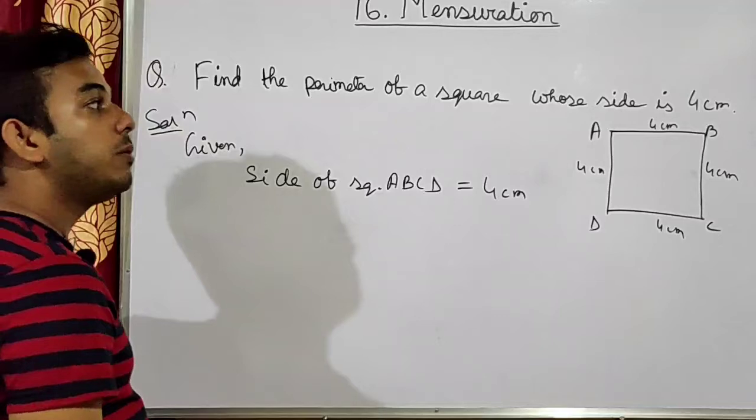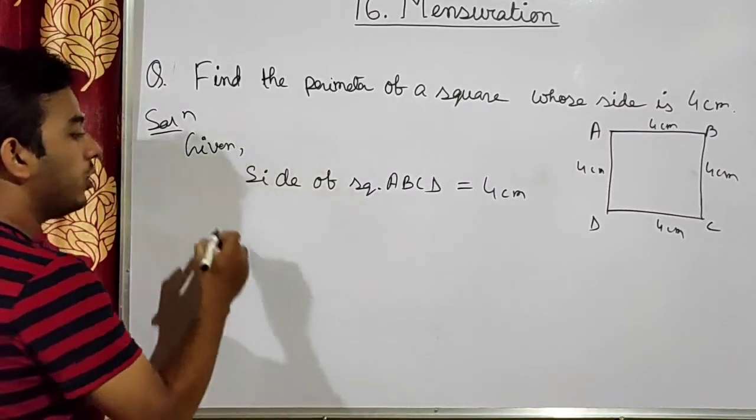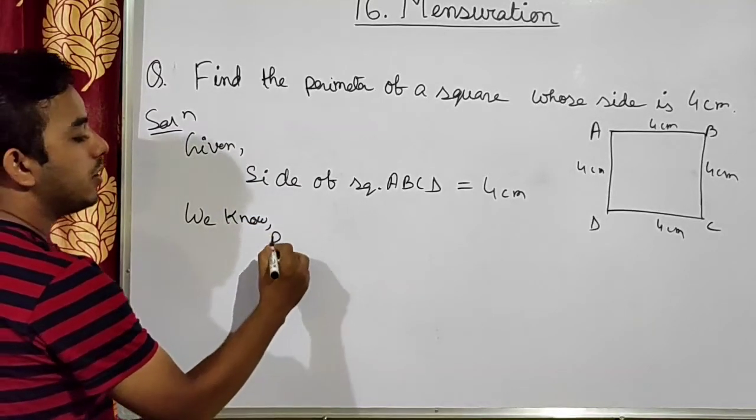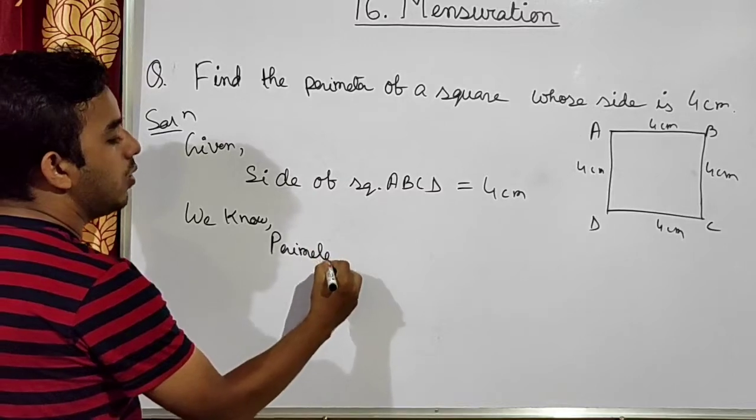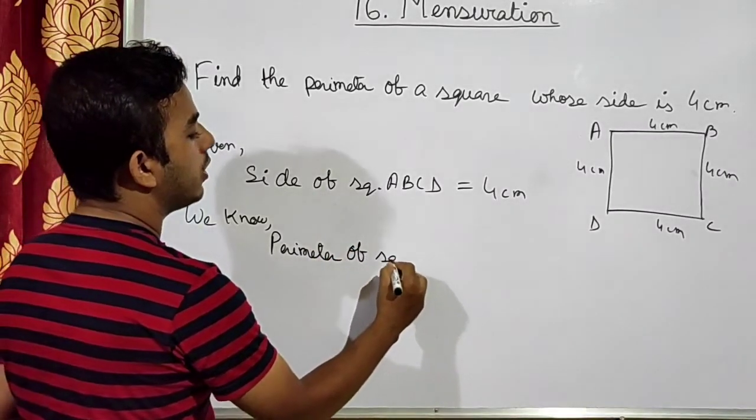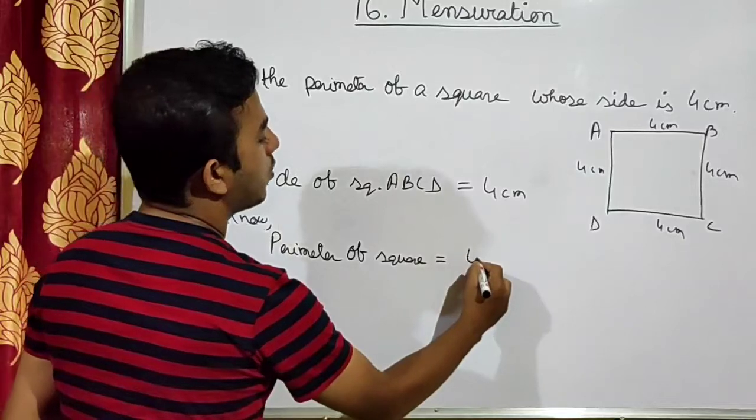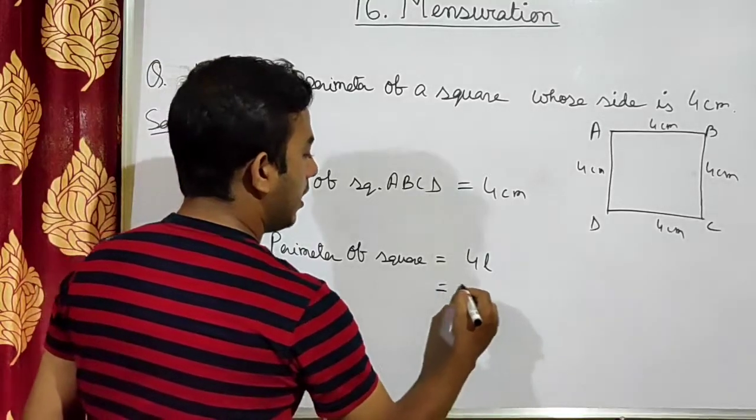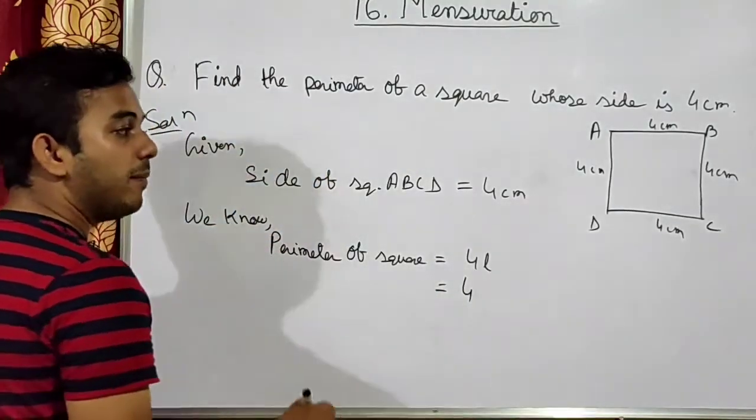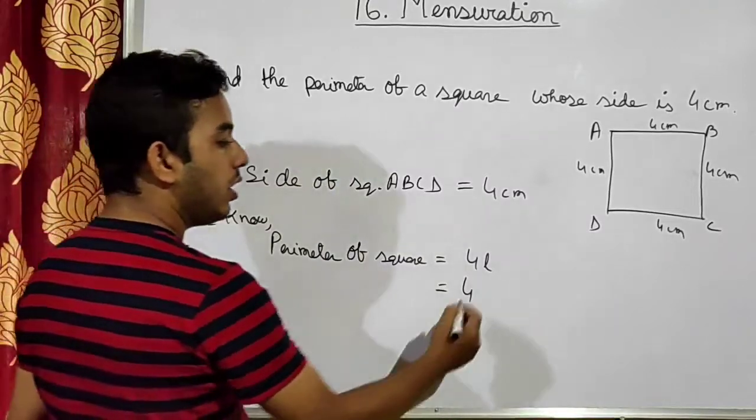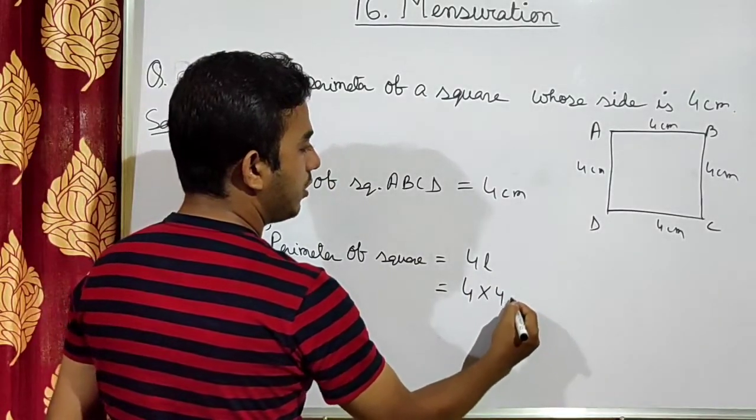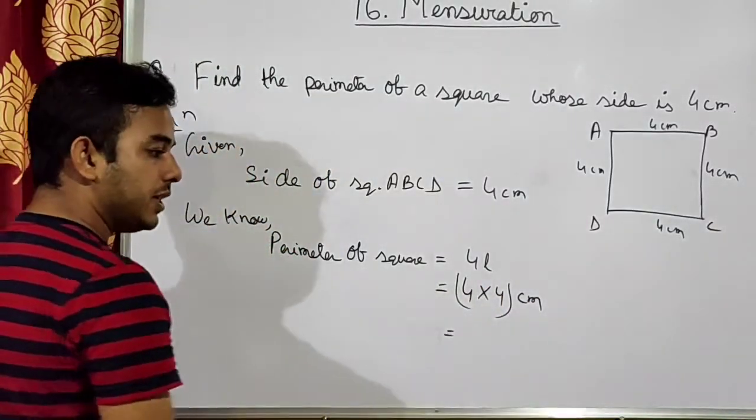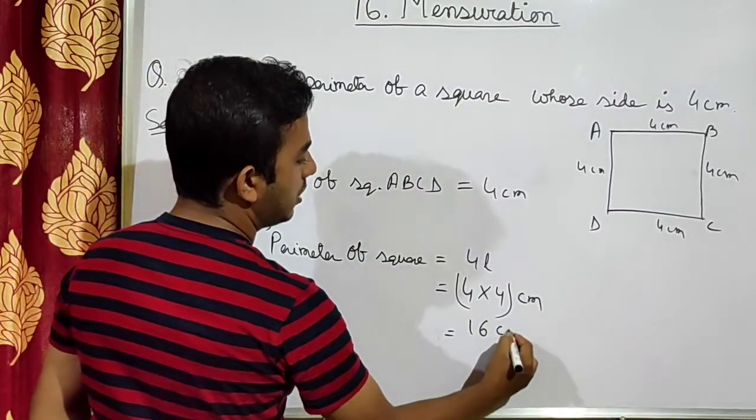Now what do we have to find? We have to find the perimeter of the square. So we write, we know perimeter of square. Perimeter of square is what? 4L. We know this formula, right? We have done it a little bit earlier. L means what? Side, that is the length of the side. So in place of L we will write 4, then centimeter. Now 4 into 4 is how much? It is 16. So it will be 16 centimeter.